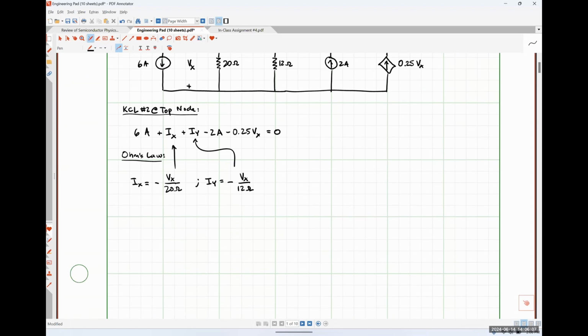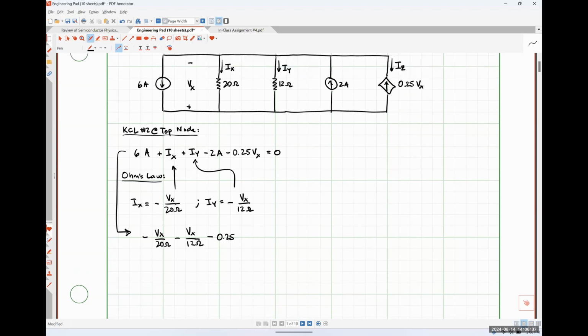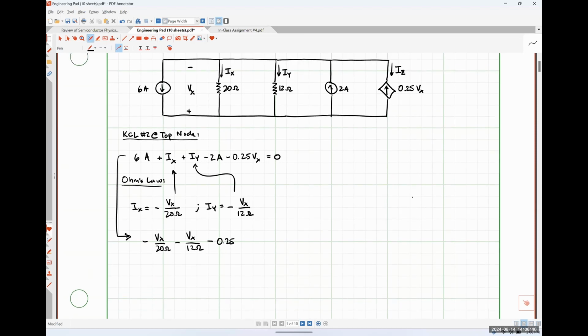So what that's going to do is give me the following relationship. Sorry for all of the arrows all over the place, but I'm going to have negative Vx over 20 ohms minus Vx over 12 ohms minus 0.25. Just for the sake of argument here, what should the units be on that 0.25 scaling coefficient? Anybody remember from our second lecture?